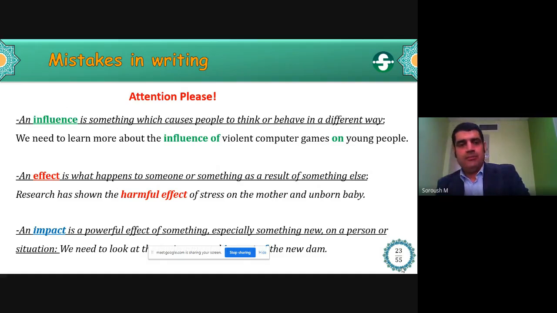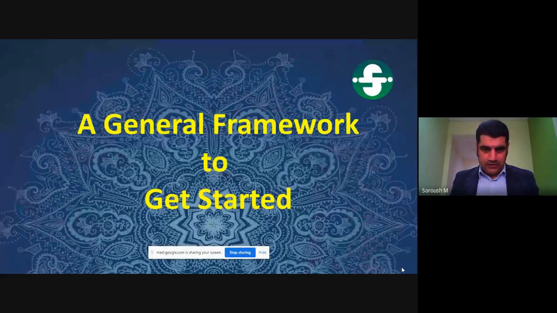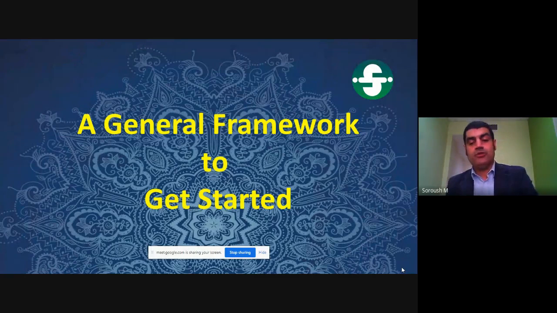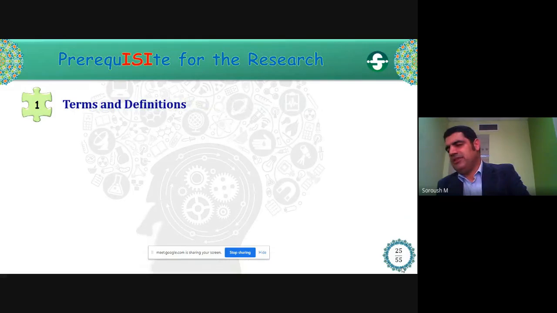So overall, mistakes in writing and technical mistakes should be avoided if we know which kinds of mistakes exist in manuscripts, depending on our experiences. So we are getting prepared to start. We may need a general framework to get started. There are some prerequisites for the research, which I mention here in brief. They are interconnected and they are pieces of a big puzzle to be solved.